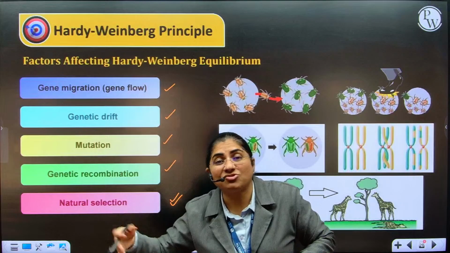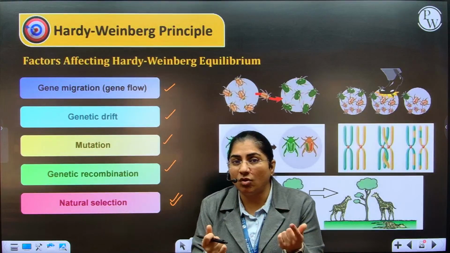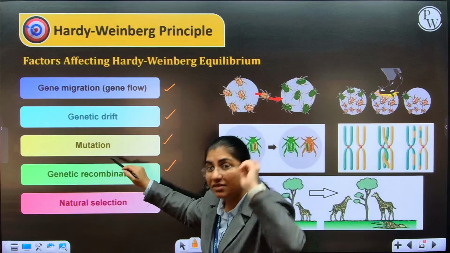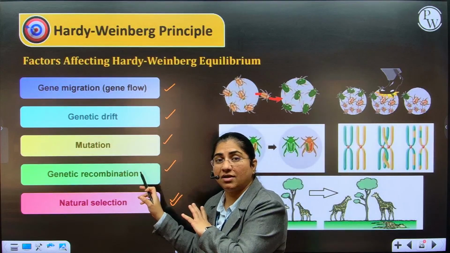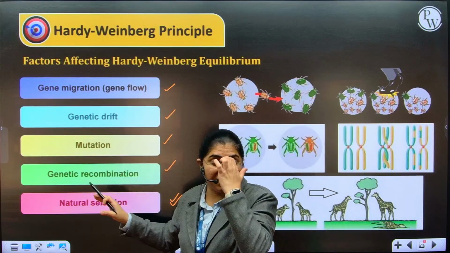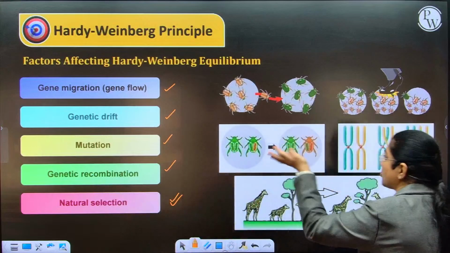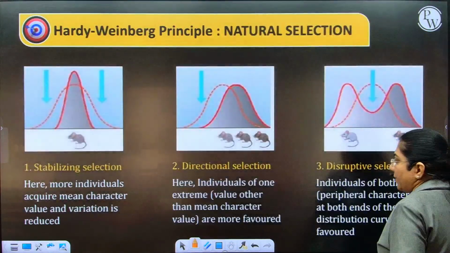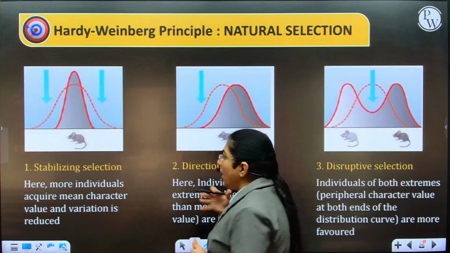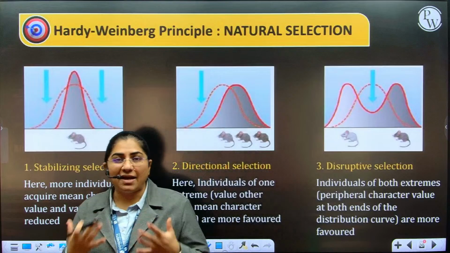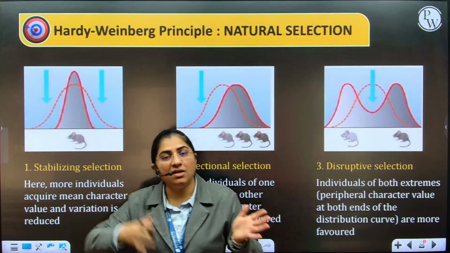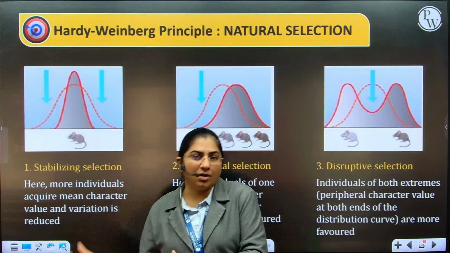So it's a gradual process. We cannot have it overnight. However, what Hugo de Vries said, mutation cannot be negated. This is one of the factors that will affect the allele frequencies. Recombination is again a factor that will affect allele frequencies, as are gene flow and genetic drift. Now with natural selection, the population will keep on looking different, depending on what characters are selected.